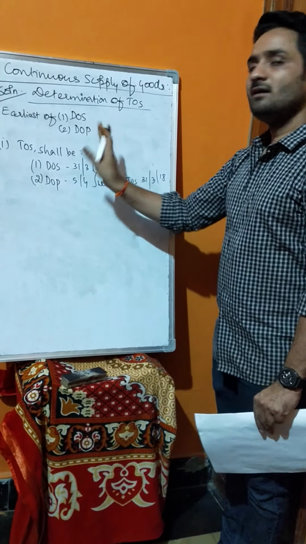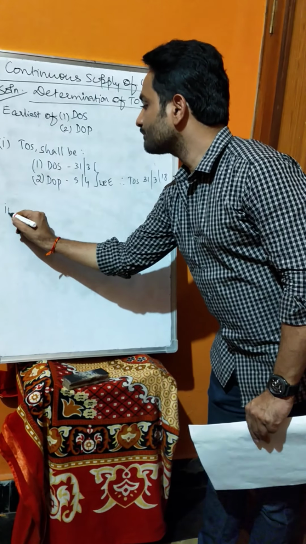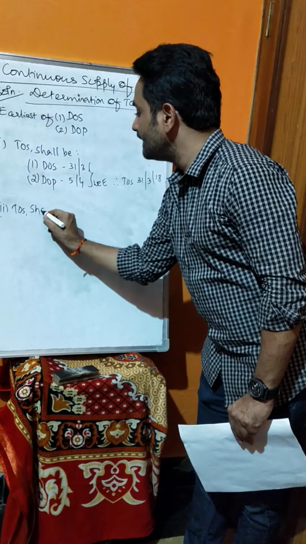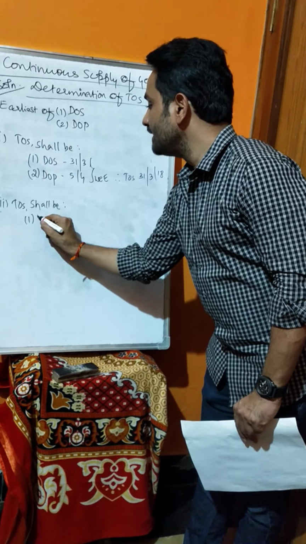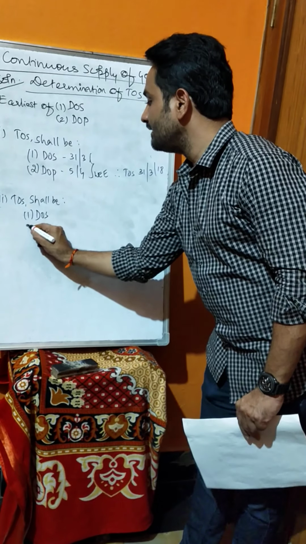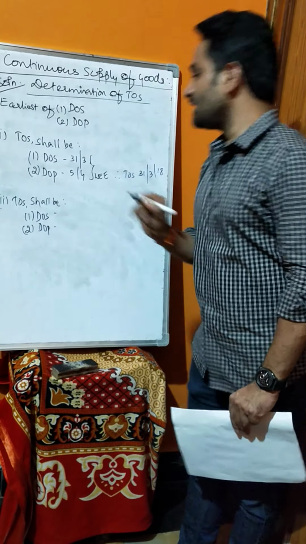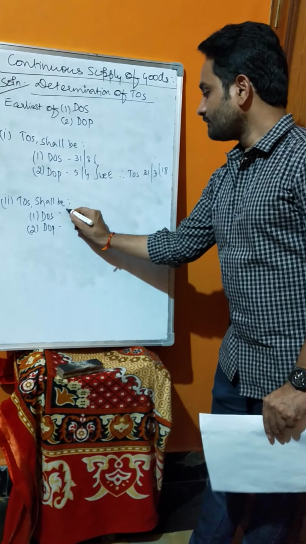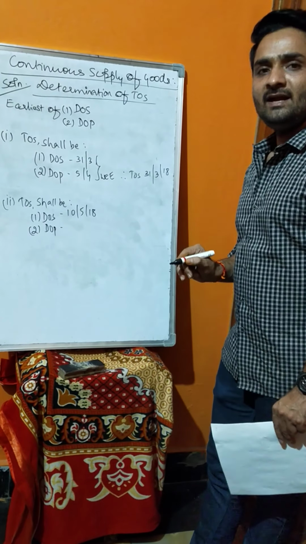This is the solution for case number 1. Case number 2. Again, time of supply shall be date of statement or date of payment, whichever is earlier. Date of statement is given as 10th May. So 10th May 2018 is given as date of statement.